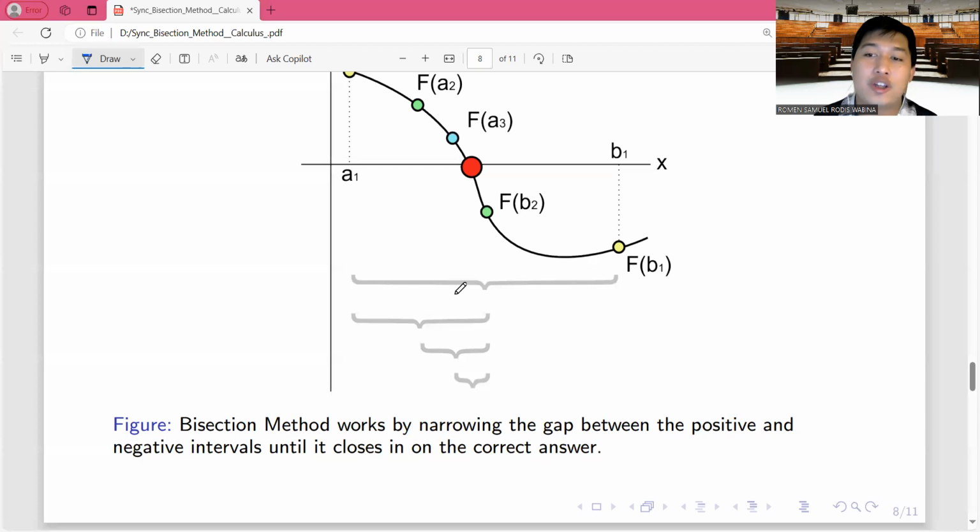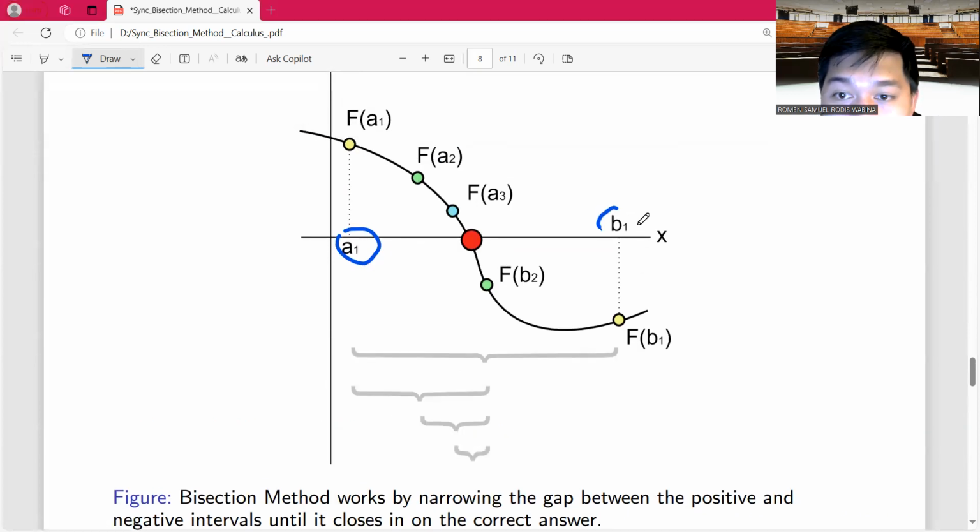Bisection method works by starting with our initial interval, let's say a sub 1 and b sub 1. So we have a sub 1 here and b sub 1 here. These are our initial values. If f of a sub 1 and f of b sub 1 have opposite signs, we compute f at the midpoint C. So C represents this big red point here in the middle of a sub 1 and b sub 1.